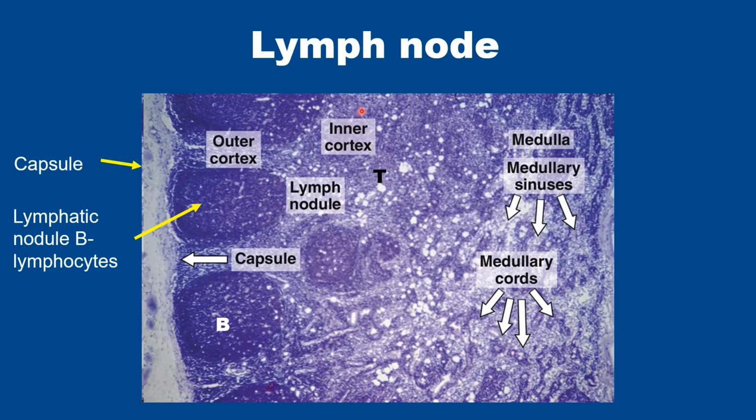In the inner part of the cortex, the nodule is more or less absent. This is the junction between the medulla and the cortex. This is called the inner cortex or paracortex. These regions are very important because high endothelial venules are present here. The medulla contains columns of lymphatic tissue, reticular tissue, which are called the medullary cords, and in between there are spaces. Those spaces are the medullary sinuses. Medullary cords contain B lymphocytes.